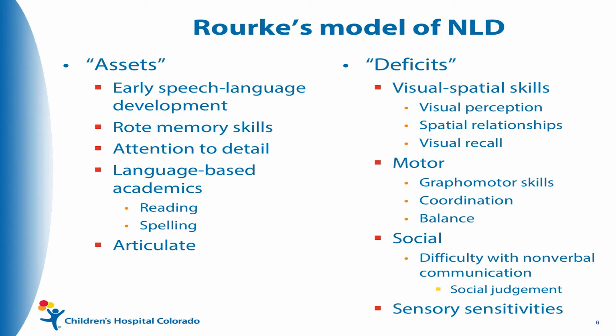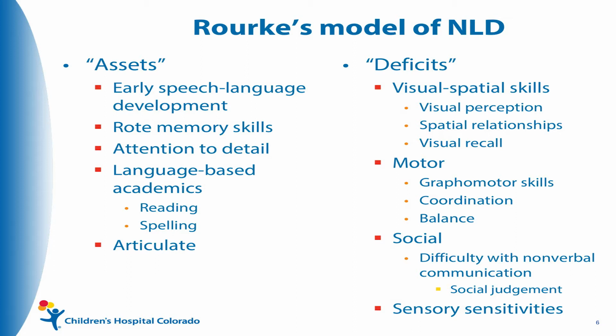All right, so probably one of the most prolific researchers in this area has been Rourke, with his model of NLD. If you're familiar with NLD, you've probably heard this term before. He identified this idea of assets and deficits. The assets were things that children did quite well, including early speech and language development that seemed within normal age expectations, strengths in rote memory skills, attention to detail, and language-based academic skills at or above age expectations, so reading and spelling. These children tend to be quite articulate, presenting as someone with some really notable verbal strengths.